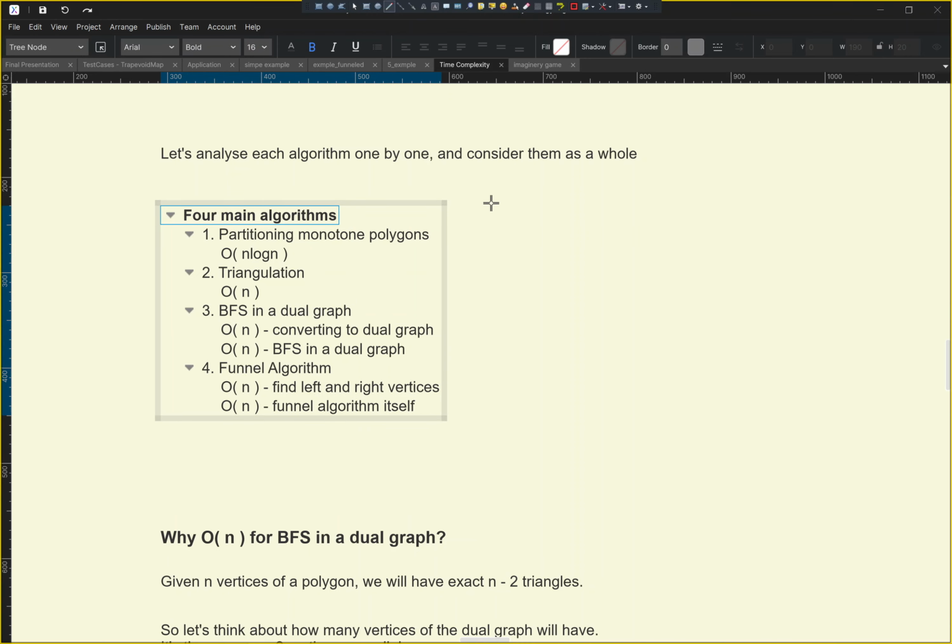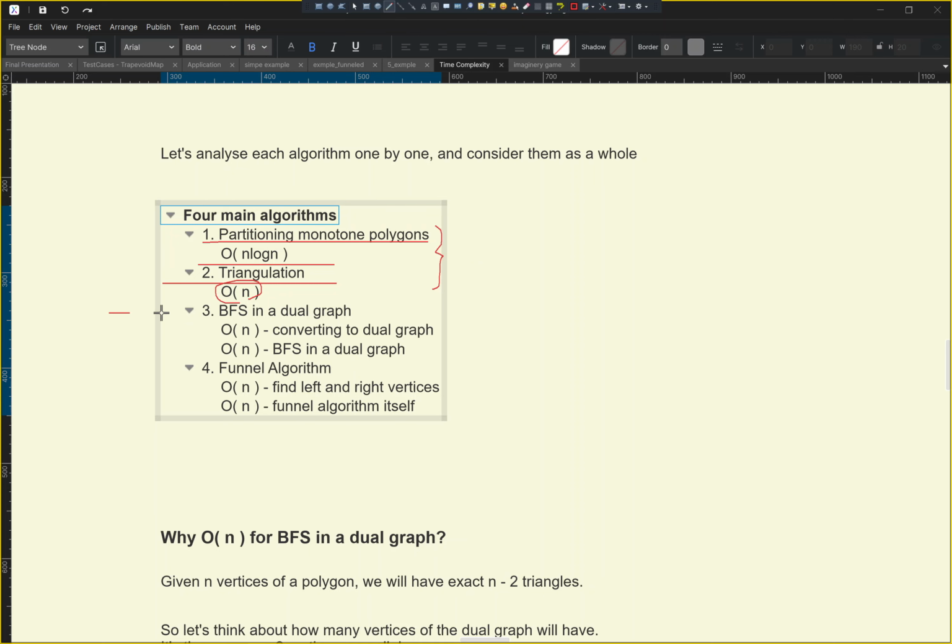The first algorithm is partitioning a monotone polygon, and its time complexity, as we know from class, is big O n log n. The second algorithm is the triangulation, and we also know it's big O n. These two steps were already proved in class, so I will not dig into them more deeply.